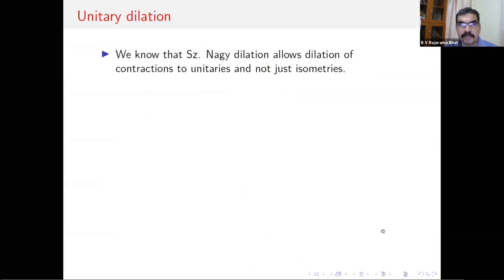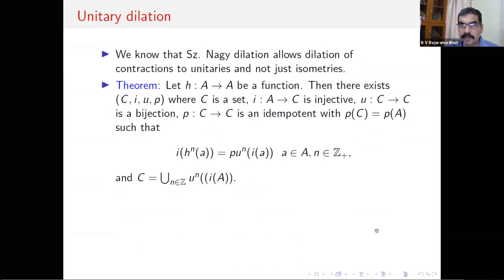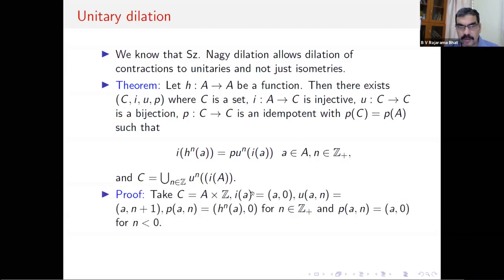We'll go to something else, the unitary dilation. So Nash dilation, instead of isometric, one can also have a unitary dilation. The same thing can be done here. Instead of an injective function, you can dilate to a bijective function. This is the statement of the theorem, saying that if you have a function, you can dilate it to a bijection. Other things are all the same as before, and the minimality is also there. It is possible.